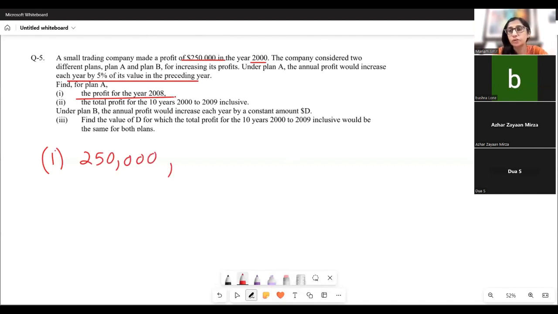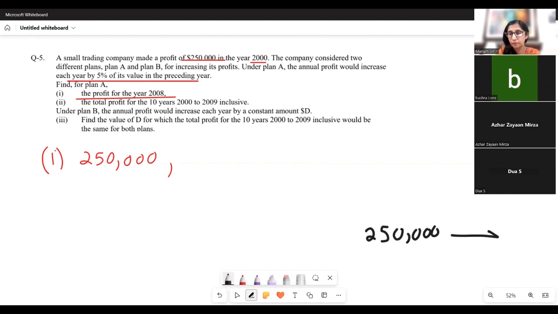And the next year, the profit should increase by 5%. So can you guys tell me what do we get after we increase this by 5%? What will its value be after the 5% increase? Ma'am, 262500. 62500. Ali, were you saying this or something else? Ma'am, I'm saying the same. Okay. Aisha, did you get this? 262500. Yes.